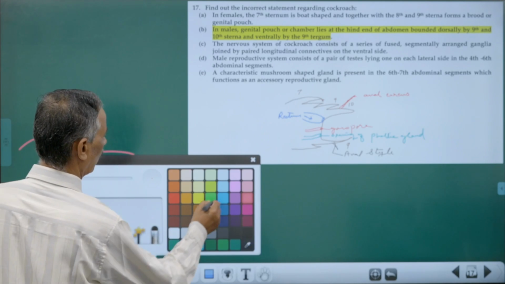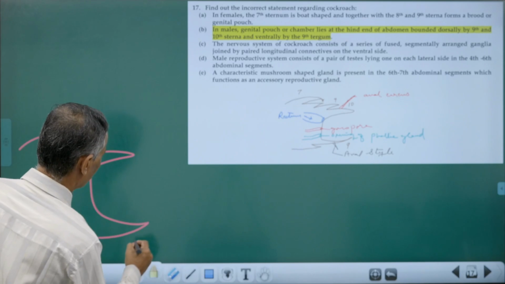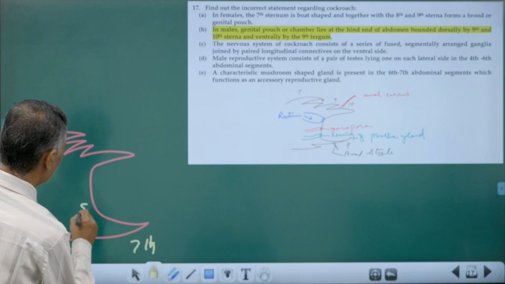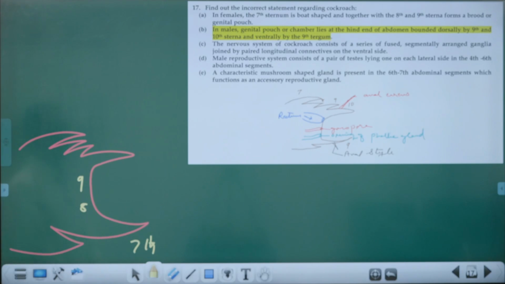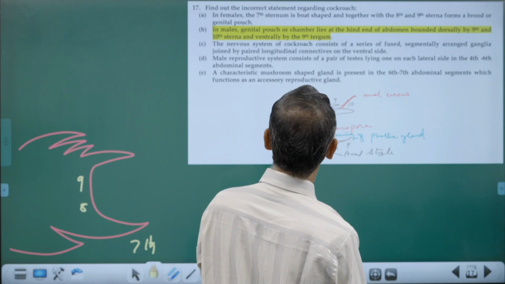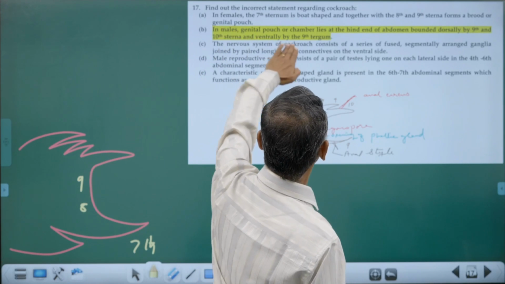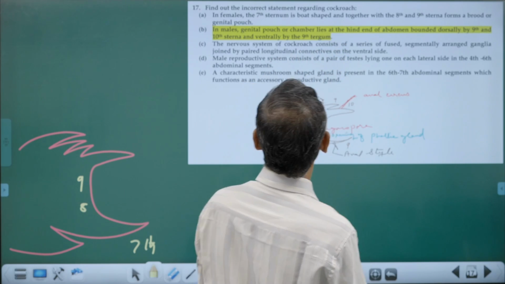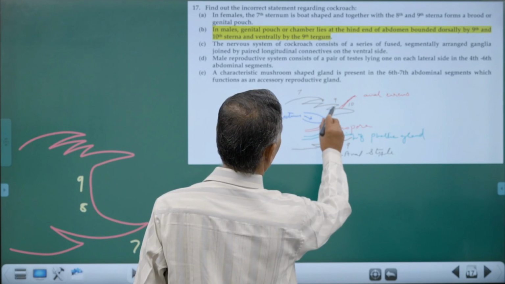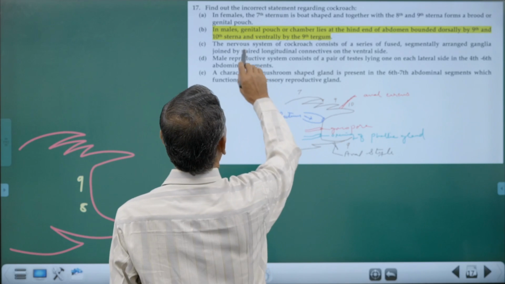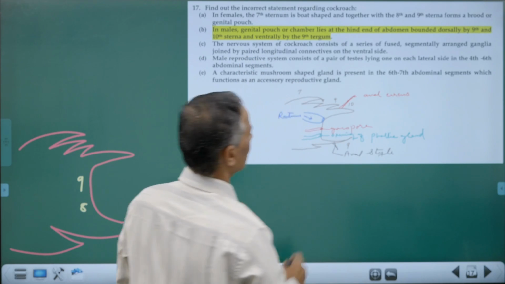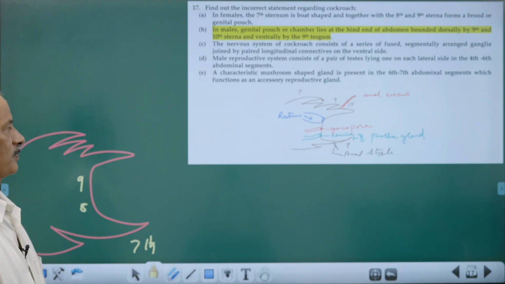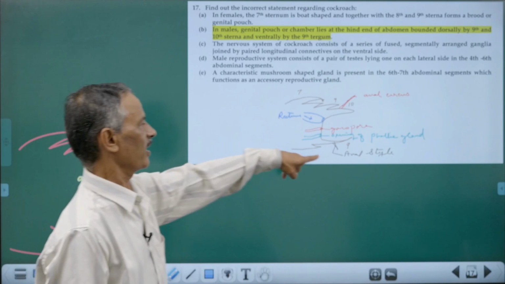It is entirely made up of the 7th sternum, and the 8th and 9th sterna will be making the anterior wall. The genital chamber is made up of 7th, 8th and 9th. Whereas in males, you see, the genital pouch or chamber lies at the hind end of the abdomen, correct? Bound dorsally by the 9th and 10th. You can see 9th and 10th forming the roof, and ventrally by the 9th sternum, correct? Here it is 7th, here it is 9th.